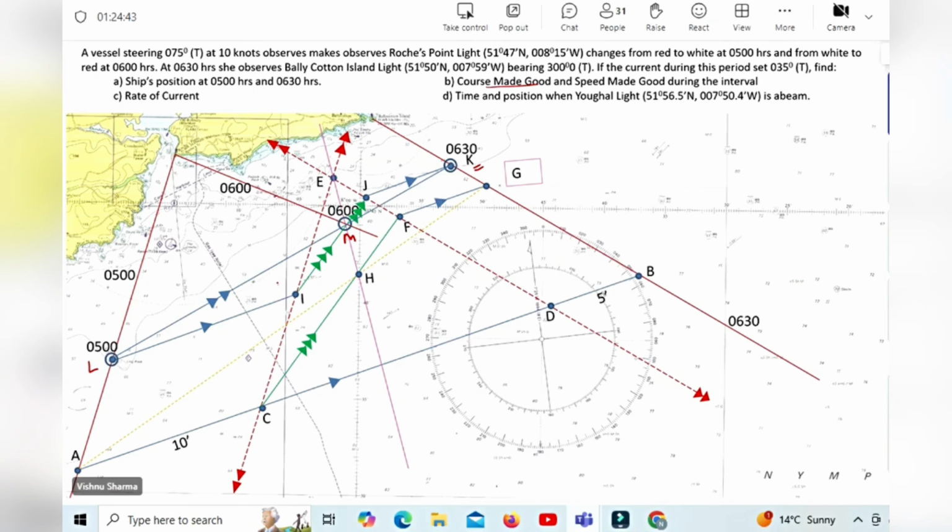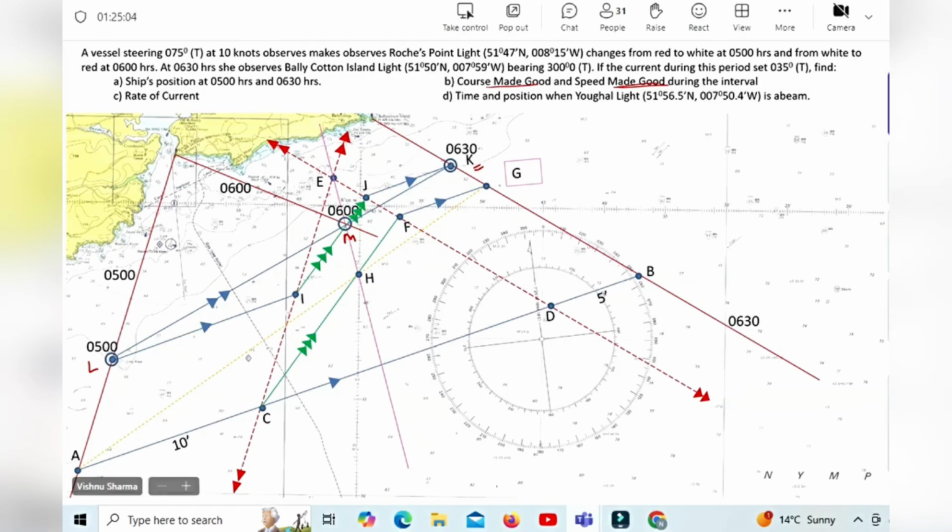That will be directly speed made good. Or if you want to iron out the errors, you can measure LK. That is the distance made good in 1.5 hours. You can divide that by 1.5 and you'll get the speed made good. Is that clear, beta? Am I right? Yes, sir.